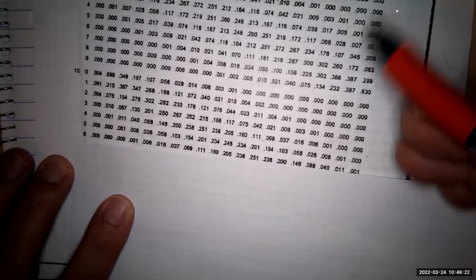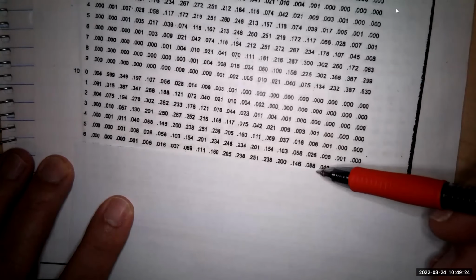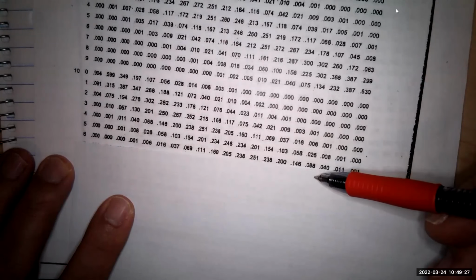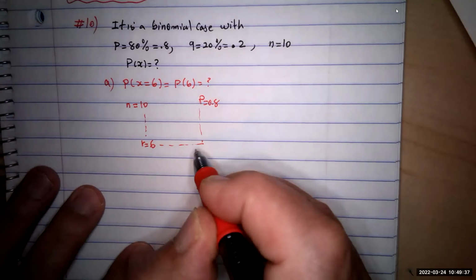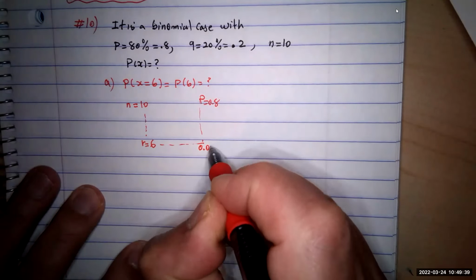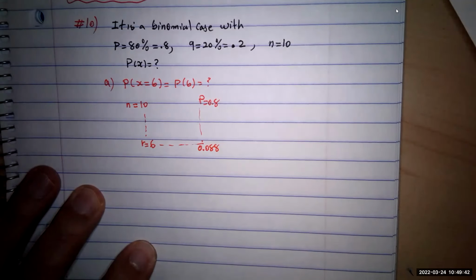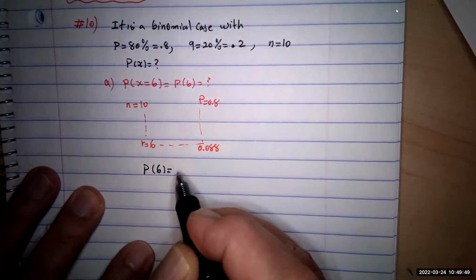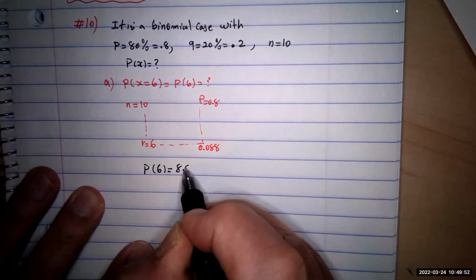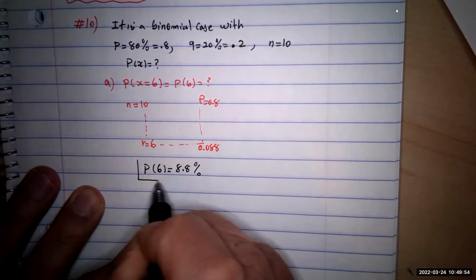10, 6, and the probability of 80%. If you go with the 80%, that gives you the number 0.088. Any question? Which is 8.8%. So you get this number, 0.088. So the answer is that the probability that exactly 6 people would have internet access is going to be 8.8%. And we're done. Any question?